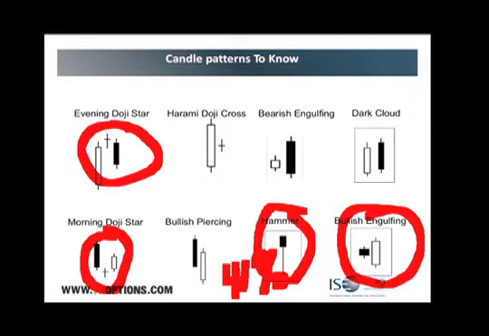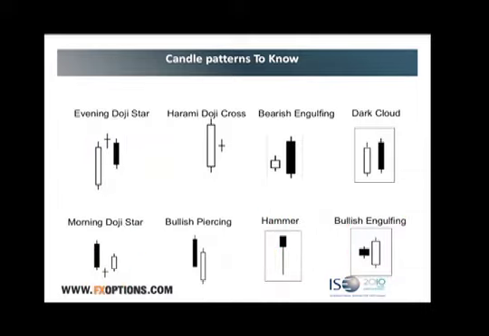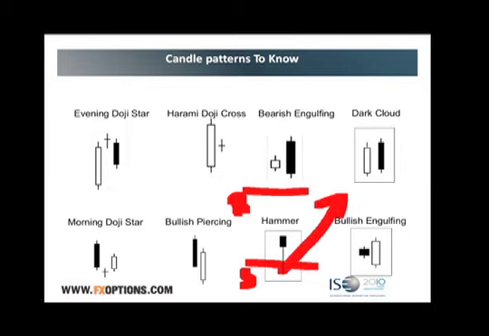So if you see a hammer, and guess where I'm going to go with this? If you see a hammer and it's at or near a predicted pivot support, that's resistance. You may have a little bit better confidence to go with a more bullish trading strategy.